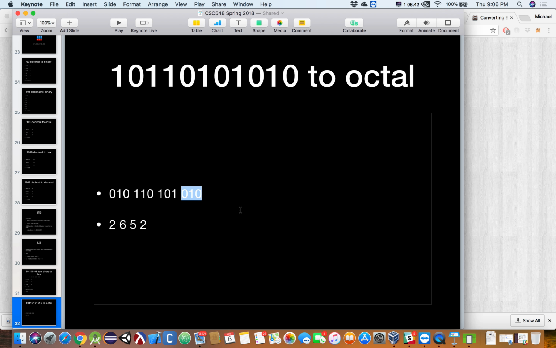This is the binary number 2. This is the binary number 5. This is the binary number 6, 4 plus 2. This is the binary number 2. We broke it up into 3-bit groupings because octal is represented in 3 bits. A 0 is 000, a 7 is 111. Just like hexadecimal, a 0 is 0000, and an F or a 15 is 1111. Make sense?